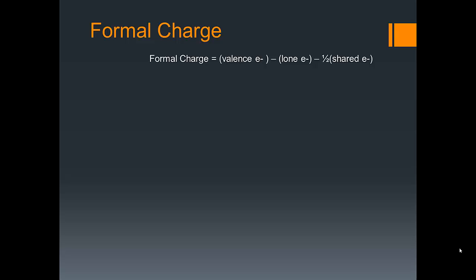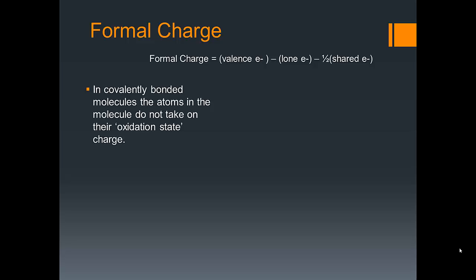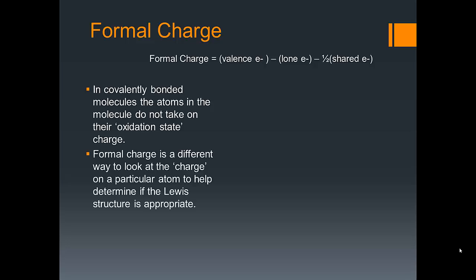Okay. In covalently bonded molecules, the atoms in the molecule do not take on their oxidation state charge. So even though we say when we're writing chemical formulas that it has a specific charge, it doesn't actually take a charge because it's not transferring electrons, either gaining or losing, it's sharing, so that's not the same thing. The formal charge is kind of a different way of looking at the charge on a particular atom to help us figure out if the Lewis structure is appropriate.